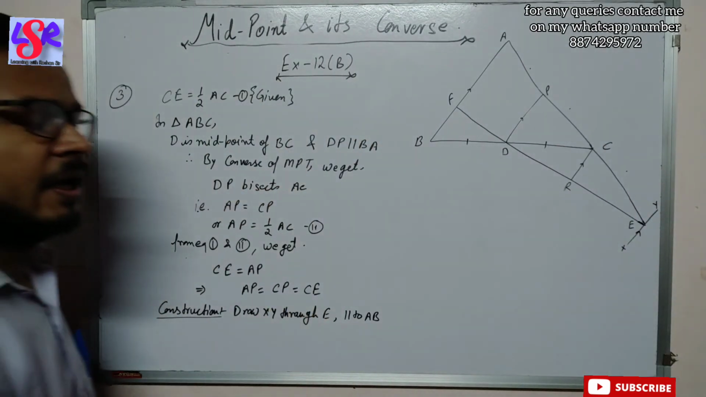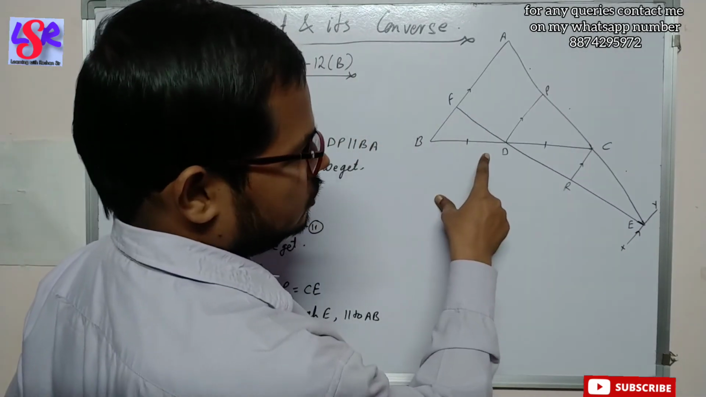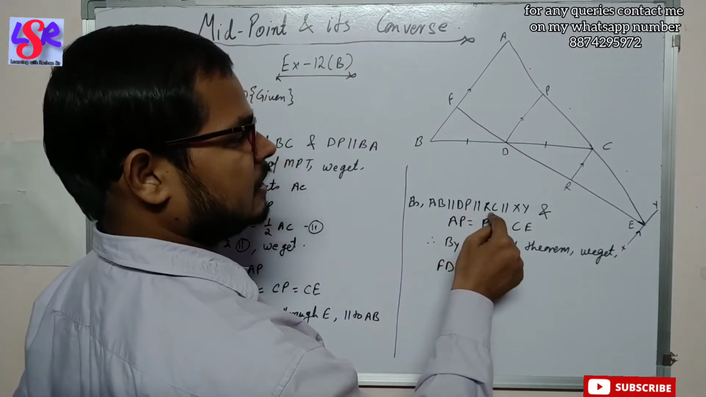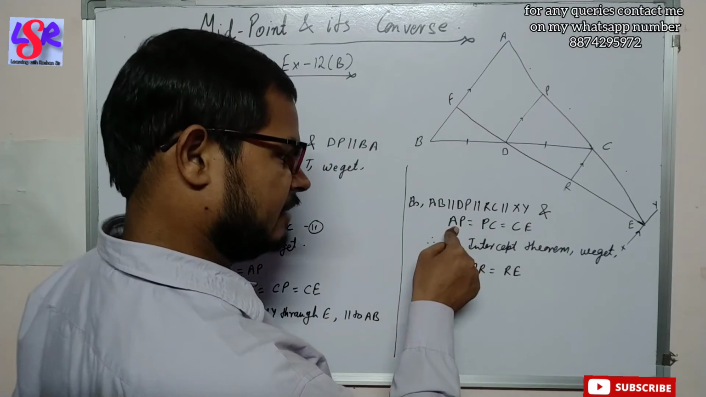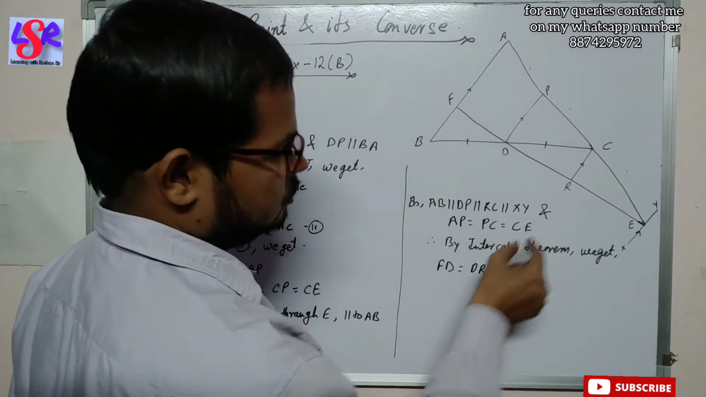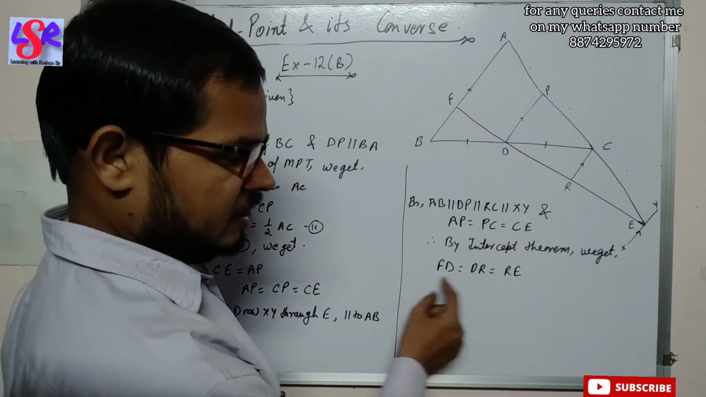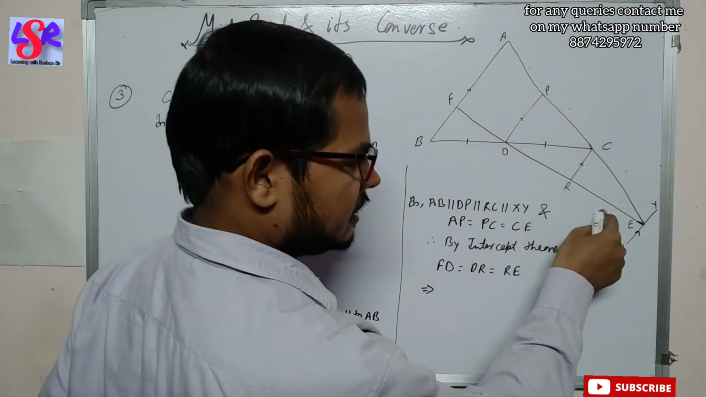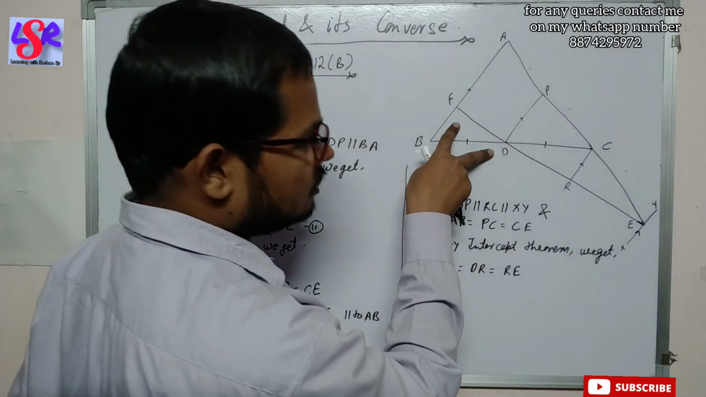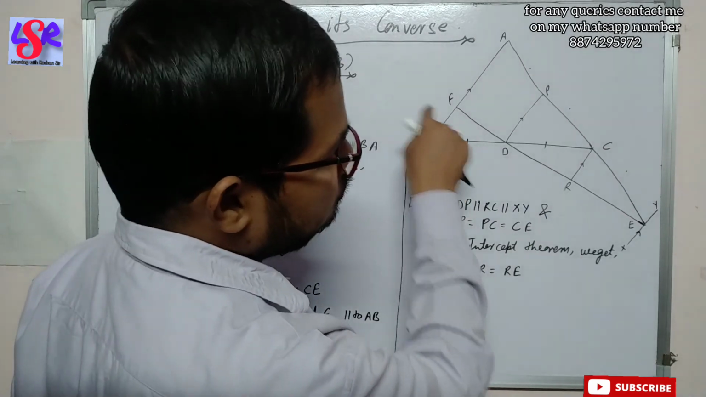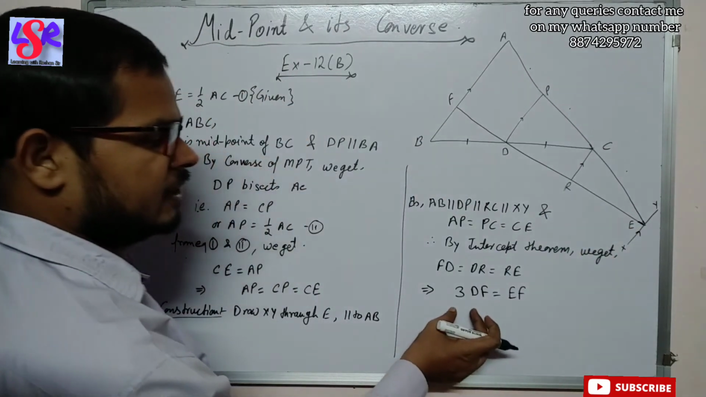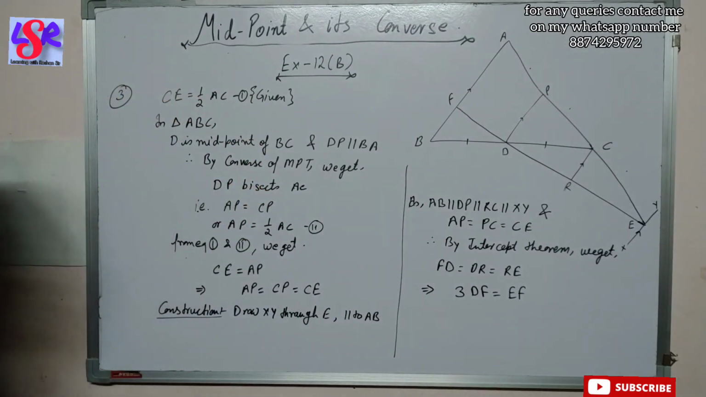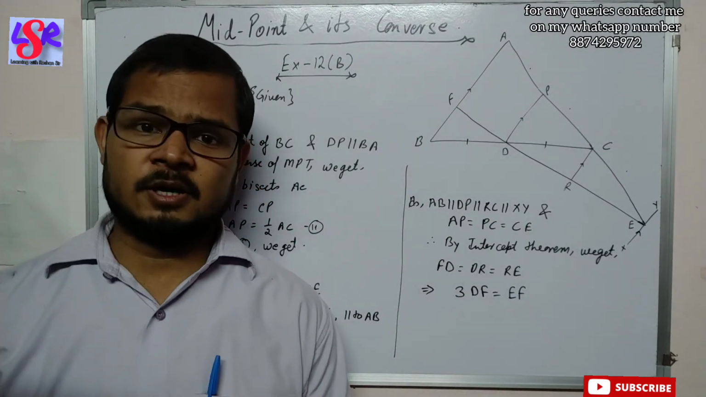So by the intercept theorem we get FD equals DR equals RE. As AB is parallel to DP parallel to RC parallel to XY and AP equals PC equals CE, by the intercept theorem we get FD equals DR equals RE. Now as all the three parts are equal, thrice of the part DF will be equal to EF. Here we get the first part: thrice of DF equals EF. Now we'll do the second part of this question.